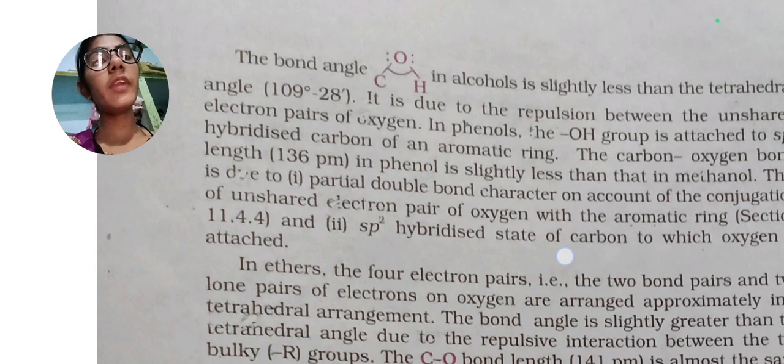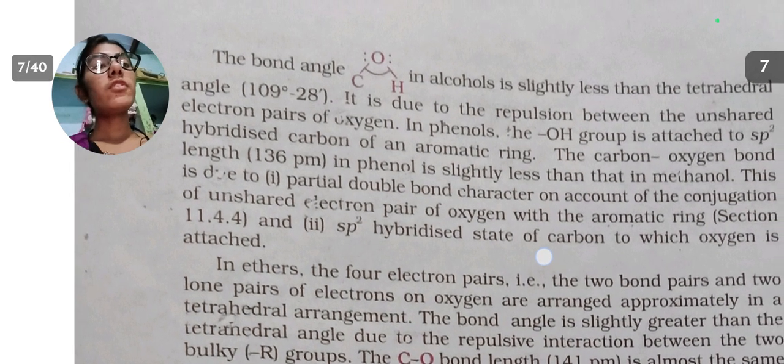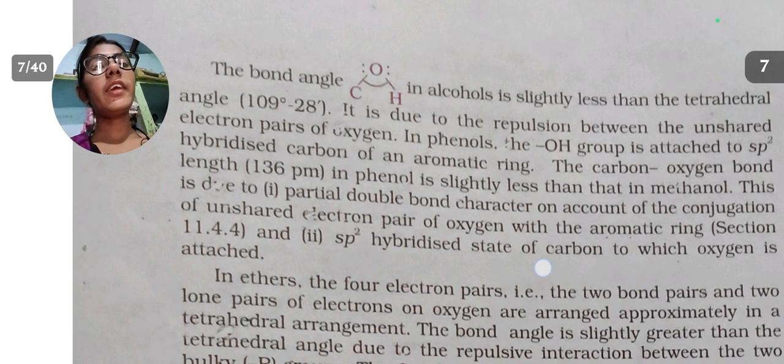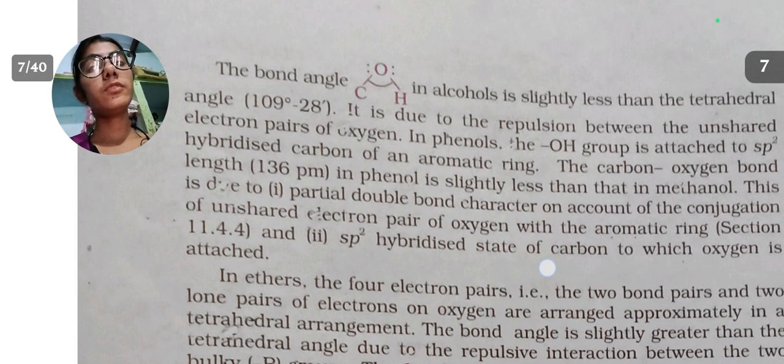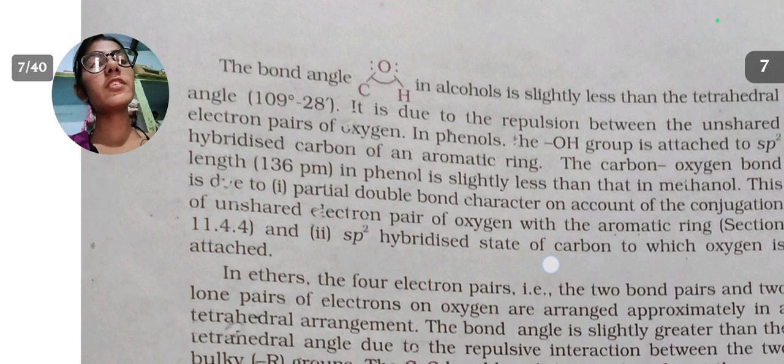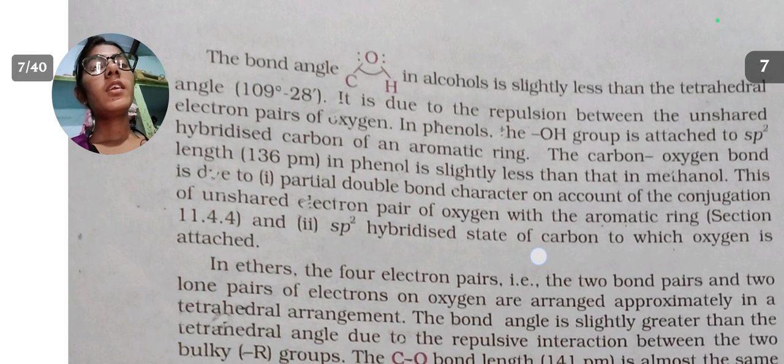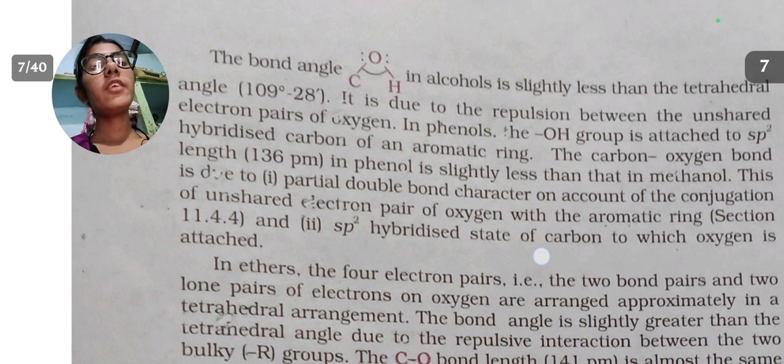The bond angle in alcohols is slightly less than the tetrahedral angle, 109 degrees 28 minutes. It is due to the repulsion between the unshared electron pairs of the oxygen.